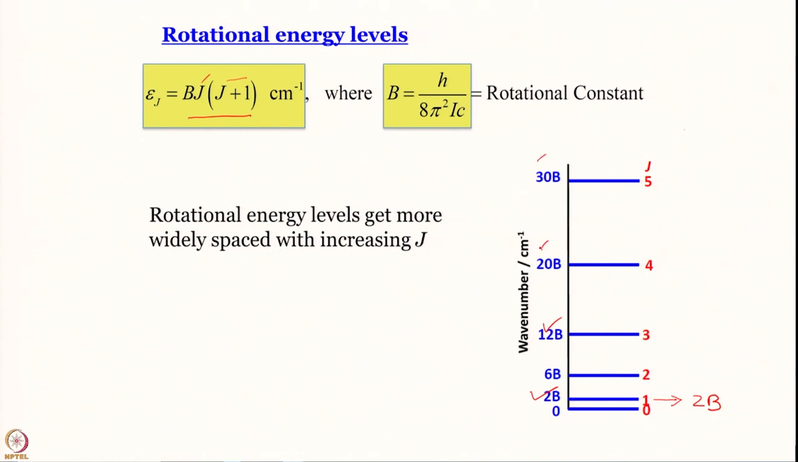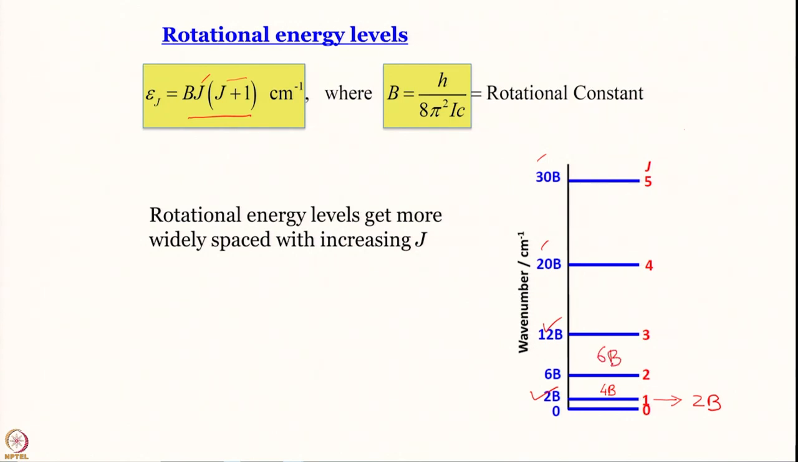Now, let us work out something interesting. What is the energy gap between J equal to 1 and J equal to 0? Obviously, 2B, because this energy is 2B, this energy is 0, difference is 2B. What is the energy gap between J equal to 2 and J equal to 1? 6B minus 2B. So, you can write it here. The energy gap is 4B. What is the energy gap between J equal to 3 and J equal to 2 levels? 12B minus 6B, that is 6B.